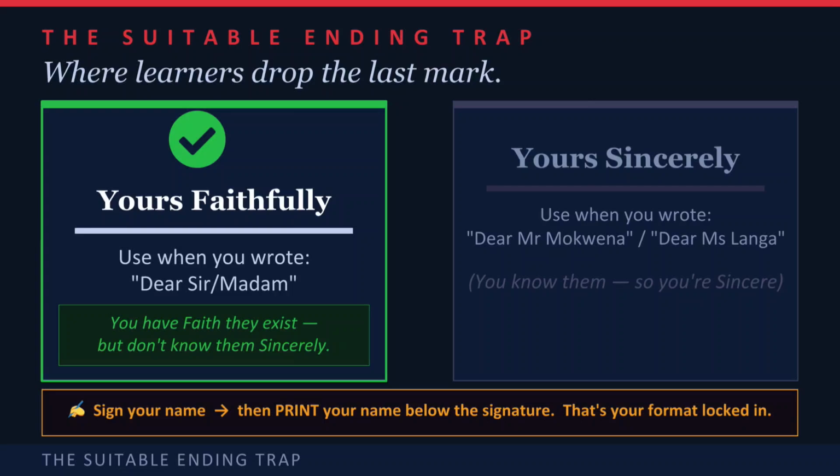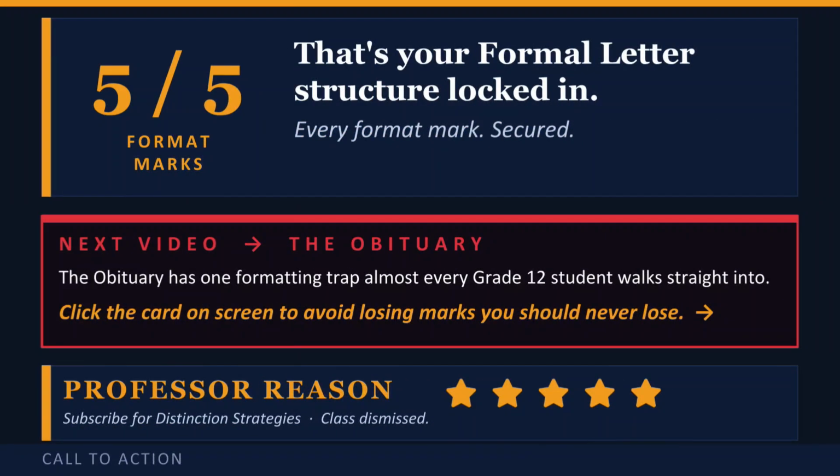And finally, the suitable ending. This is where learners drop the last mark. You started with Dear Sir or Madam because you don't know their name, so you end with Yours faithfully. Here's how to remember it forever. You have faith that they exist, but you don't know them sincerely. Sign. Write your name below the signature. That's your format locked in. That is your 5 out of 5 format structure for the formal letter.